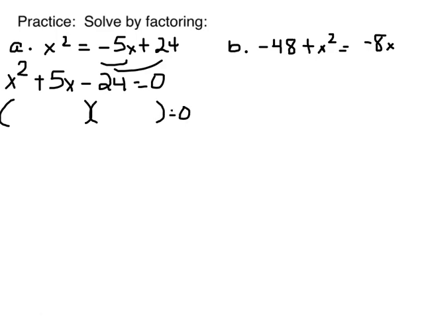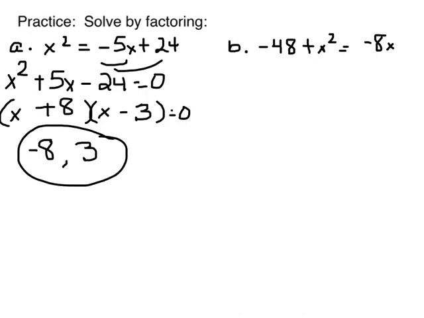And the factors of 24 that could equal 5 would be 8 and 3. I would need the 8 to be positive so that I could have a positive 5 when I add those. So then my answer here would have to be negative 8, and here would have to be positive 3. So those are my answers for that.